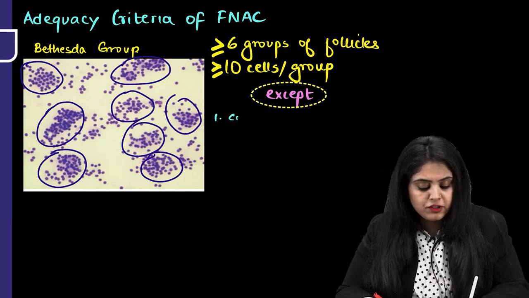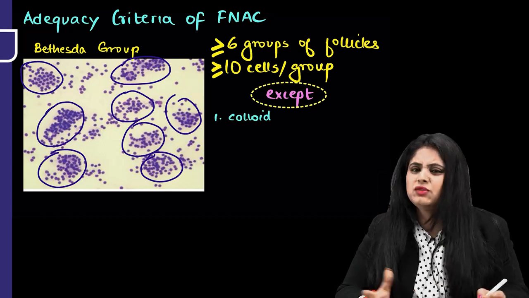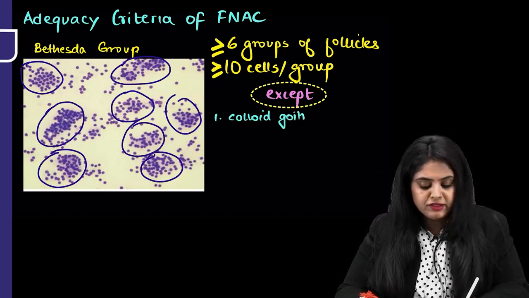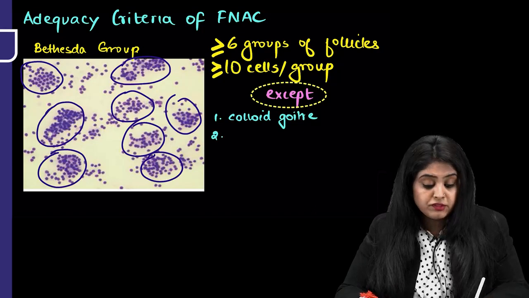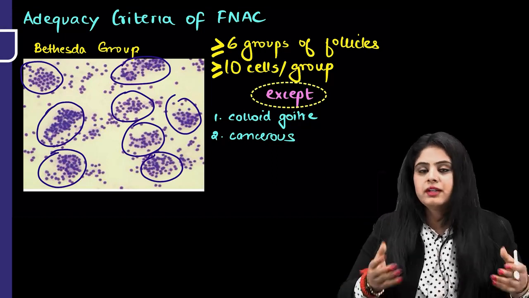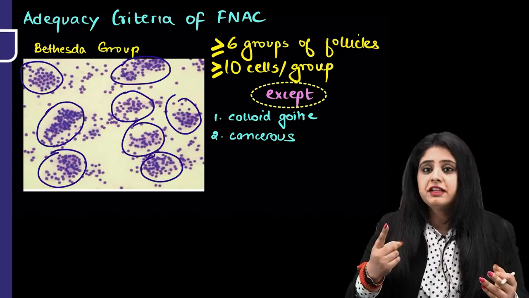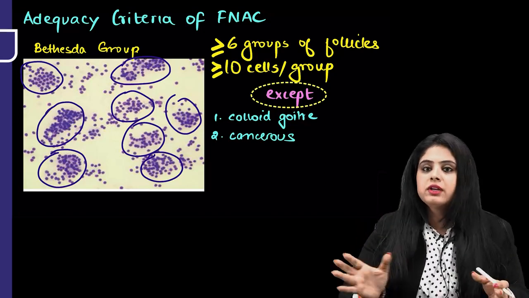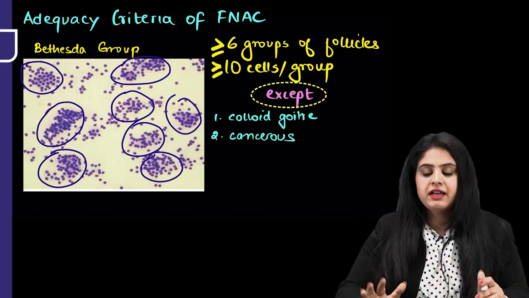Number 1, if it's a colloid goiter, you will not see so many cells. You will only and only see colloid. So don't wait for so many cells to come up in front of you. Second, if you're seeing any cancerous change, will you focus on the cancer or will you focus on the number? So the number is irrelevant. Even if I'm seeing one cell which is bad looking, I have to tell the clinician that it is cancer. I don't care about the number, but if cancer is seen, I will tell you.